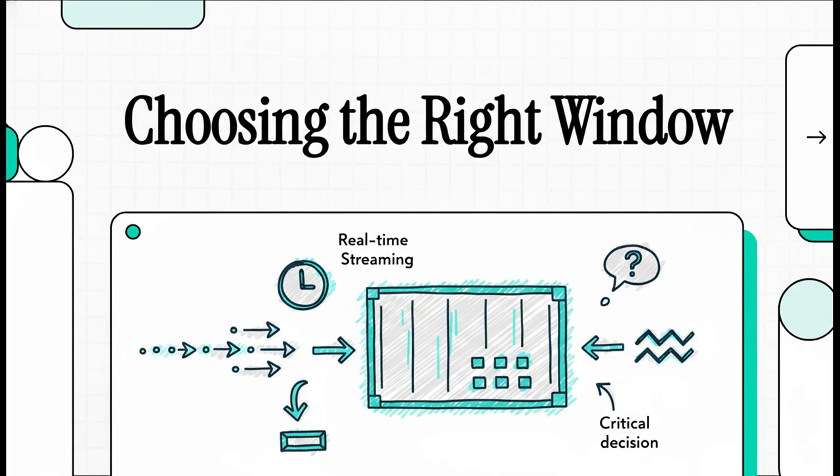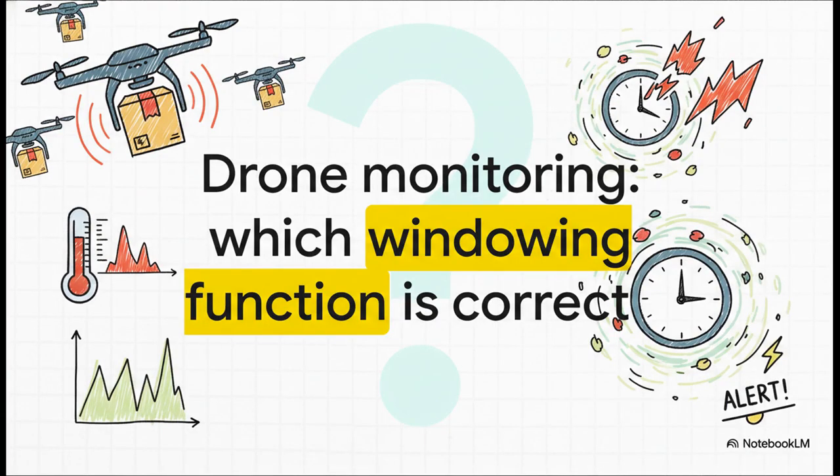Hey everyone, welcome. If you've ever dipped your toes into real-time data, you know that figuring out how to group it, how you window it, is one of the most important decisions you can make. Today, we're going to tackle a classic data streaming problem that pretty much every developer runs into. All right, so let's get right into it.